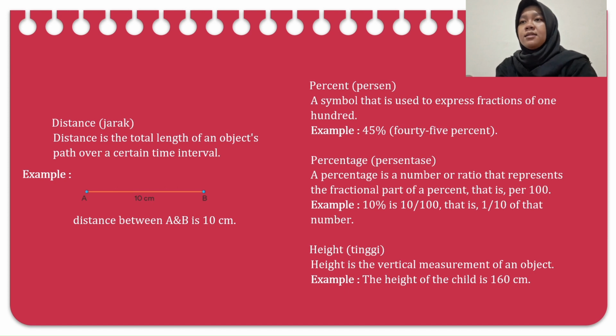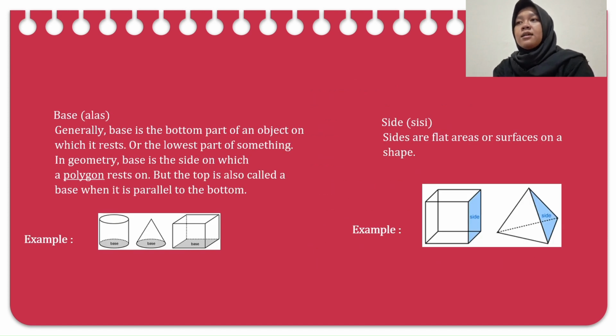Next, we have base, or in bahasa we say alas. Generally, base is the bottom part of an object on which it rests, or the lowest part of something. In geometry, base is the side on which a polygon rests on, but the top is also called a base when it is parallel to the bottom. Okay, this is the example. Okay, this is base.